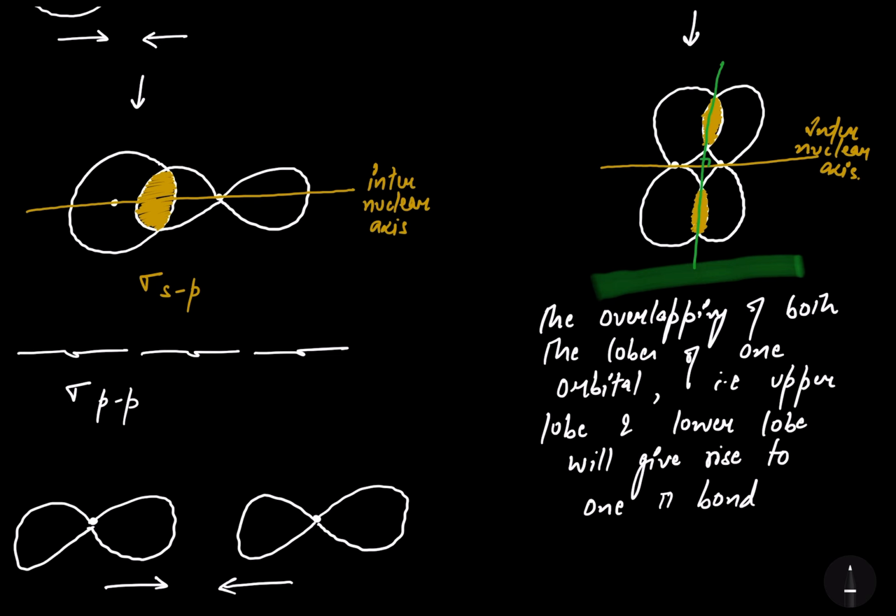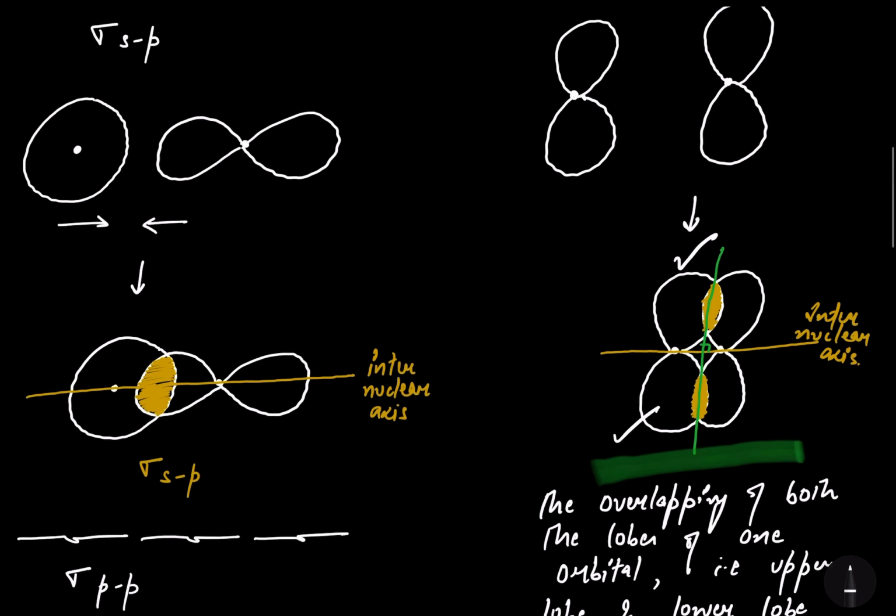Here what I'm telling is that you can see the overlapped region which has been marked by the yellow. The overlapped region, or the overlapping of both the lobes of one p orbital, that is the upper lobe is this one, and the lower lobe. The overlapping of both lobes, the upper one and the lower one, will give rise to only one pi bond, not two. I am clearing it again and again. Please don't get confused.